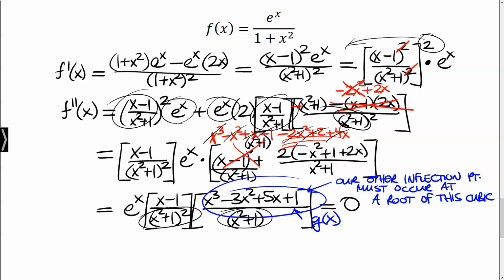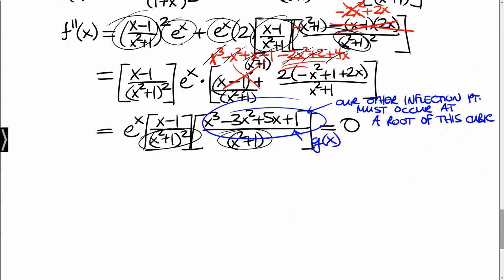Once you determine that the other inflection point can only occur where this cubic polynomial is 0, just focus in on the cubic polynomial. Throw away the other factors. Okay, so just looking at this g of x, this is going to imply g prime of x is equal to 3x squared minus 6x plus 5. Okay, so now we can get our iteration formula.